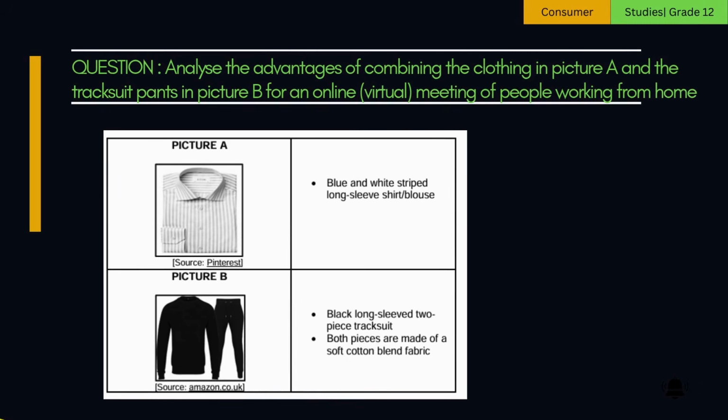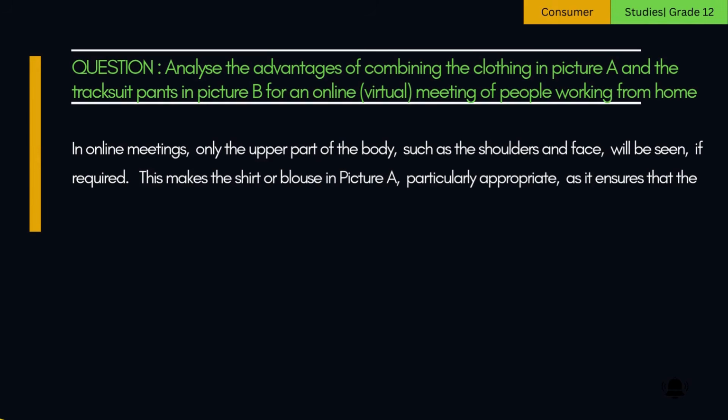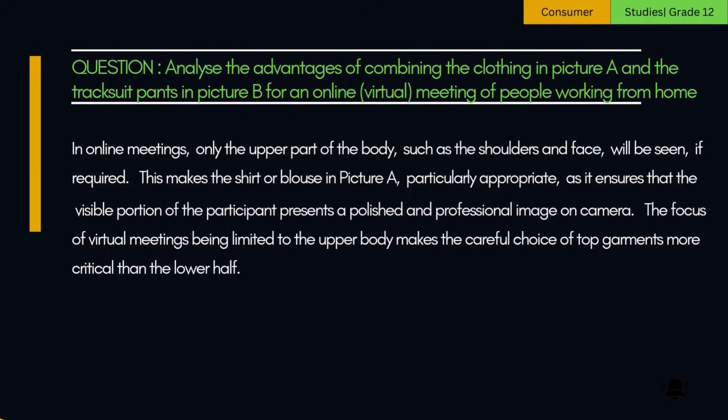Question: analyze the advantages of combining the clothing in Picture A and the tracksuit pants in Picture B for an online, virtual meeting of people working from home. In online meetings, only the upper part of the body, such as the shoulders and face, will be seen, if required. This makes the shirt or blouse in Picture A particularly appropriate, as it ensures that the visible portion of the participant presents a polished and professional image on camera.